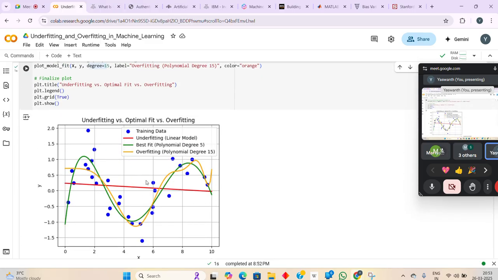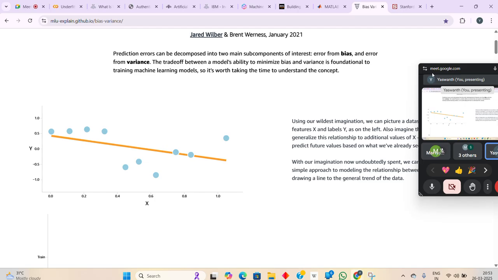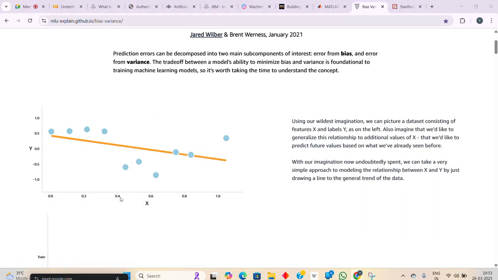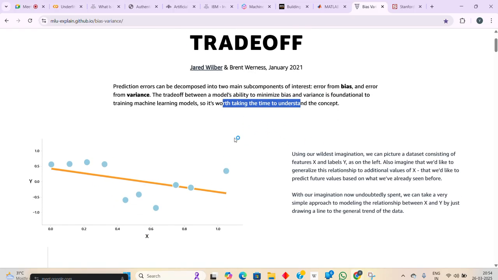Of course, if you feel confusion, then don't worry. We have this material to understand. Here we can see what is bias and error from variance and error from bias, meaning training and testing error. Trade-off means it has the ability to minimize those things. It is worth taking the time to understand the concept actually. Yes, it is true.